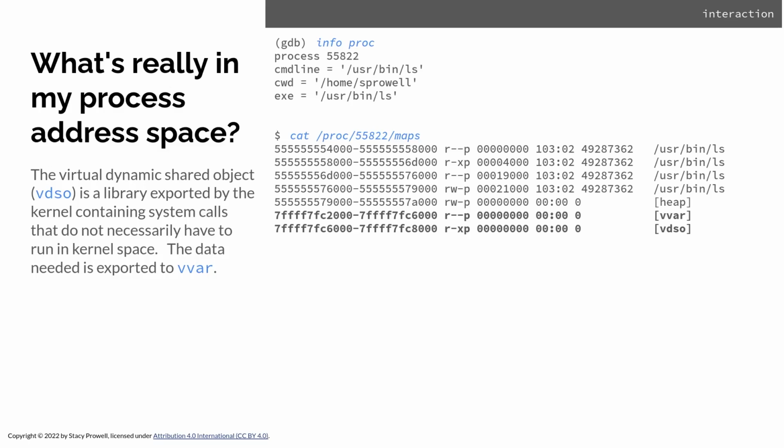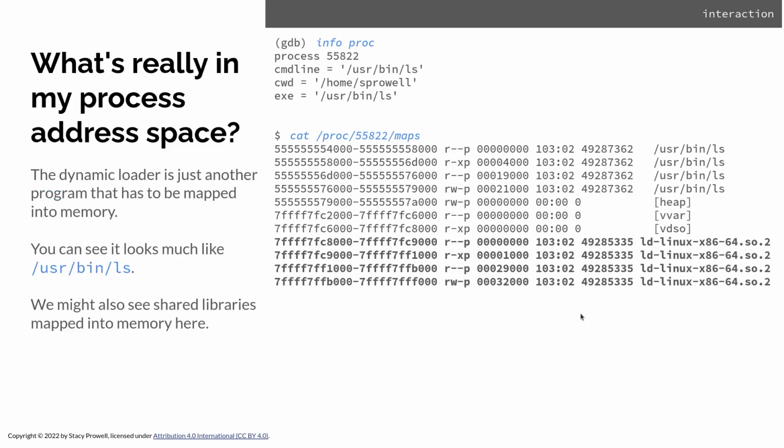You need some additional data. That data is mapped into VVAR. So VDSO has those kernel calls. VVAR has the data that they need.